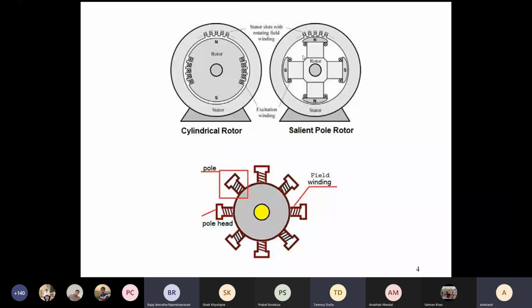Got it, sir. So that means the polarity is generated by the coils itself. Yes, the polarity, because the current has to flow, and that is basically a DC current. Because if you have a permanent magnet, it may demagnetize with time, with age.